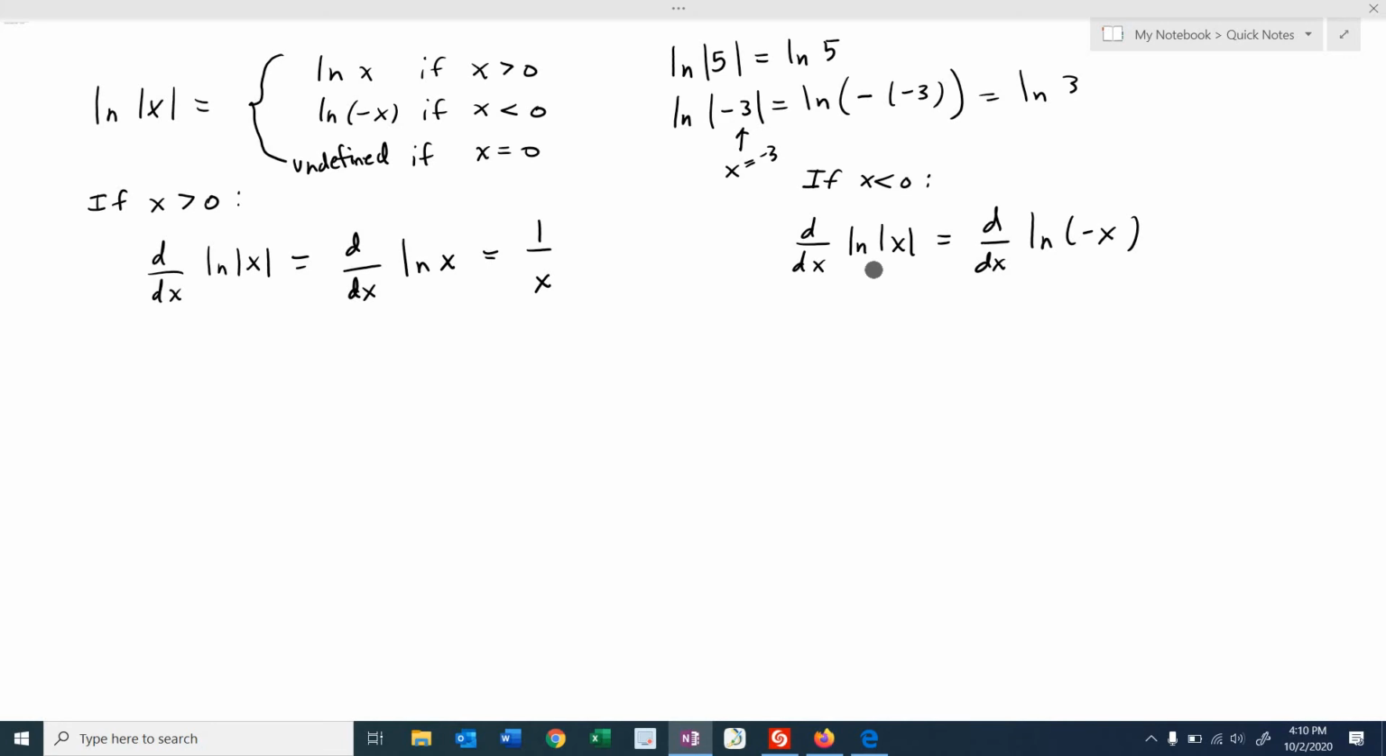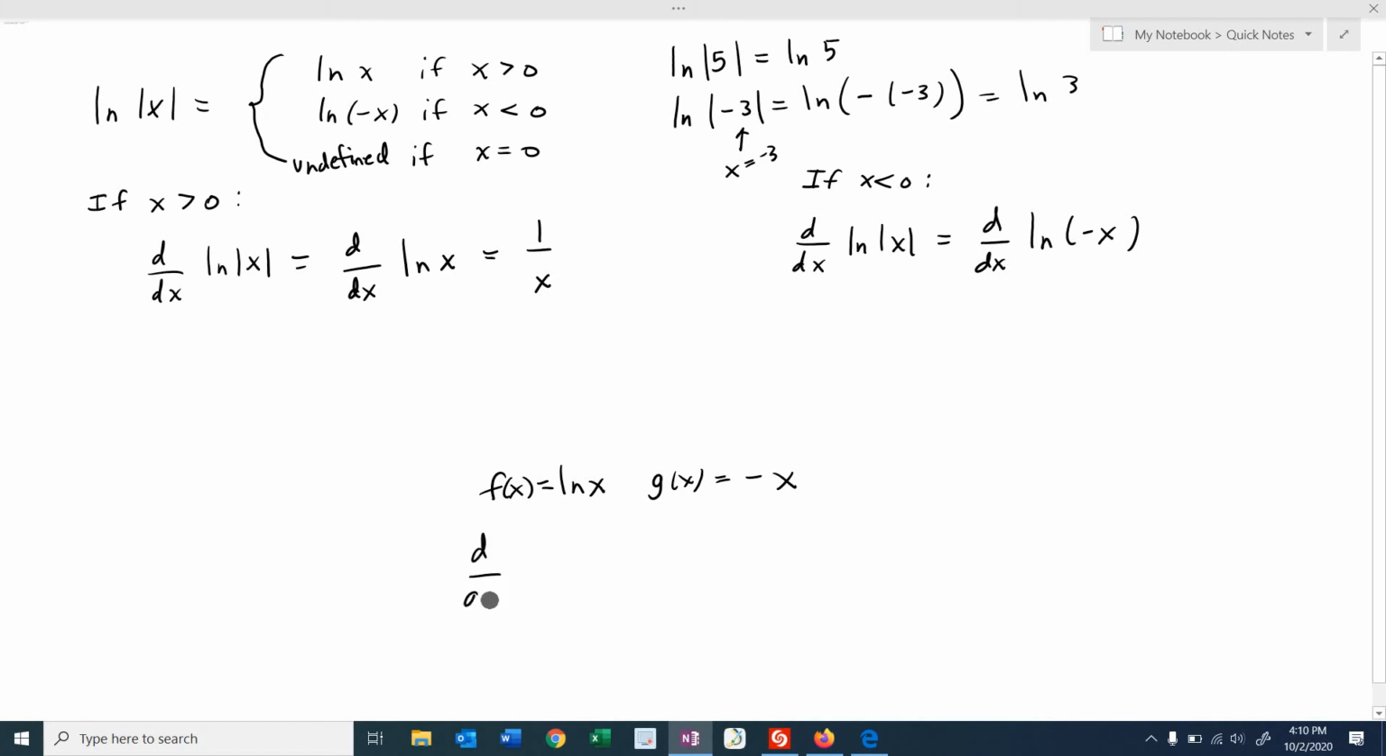Okay, so if x is negative, then the natural log of the absolute value of x is the same as the natural log of negative x. And so we can take the derivative of this to find this derivative. Okay, but this is a composition of two functions. The inner function in this case is negative x. And then the outer function would be ln of x. So if you compose these two functions, you get this function. And so we're going to have to use the chain rule to find this derivative, since it's a composition of two functions.